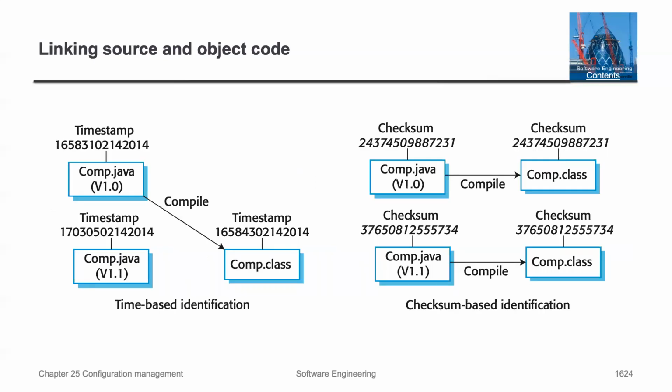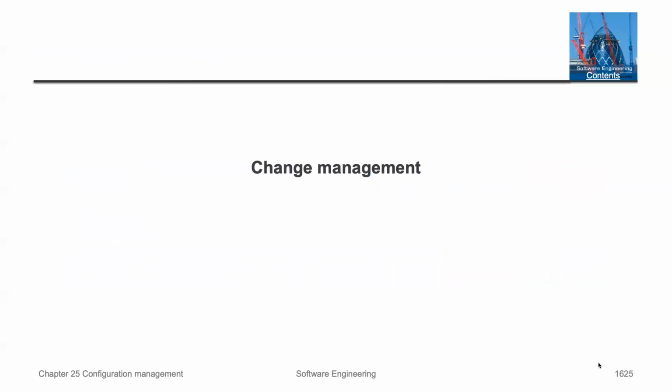So here is an illustration of linking source code and object code. You have the time-based identification, and here is a checksum-based identification where you can see the code numbers that each one would have.